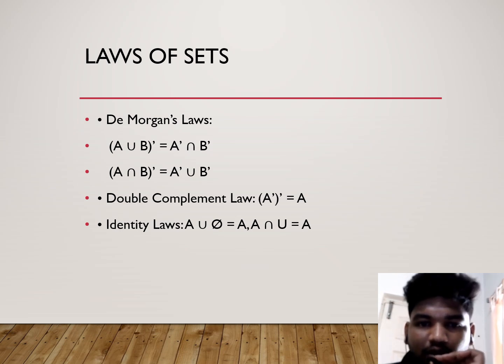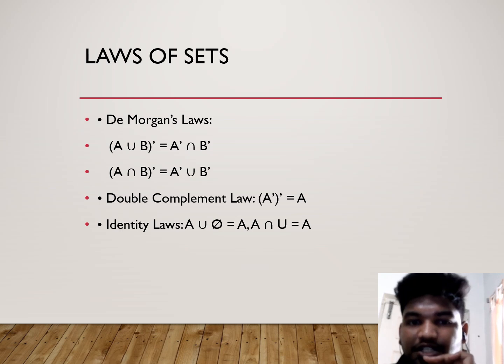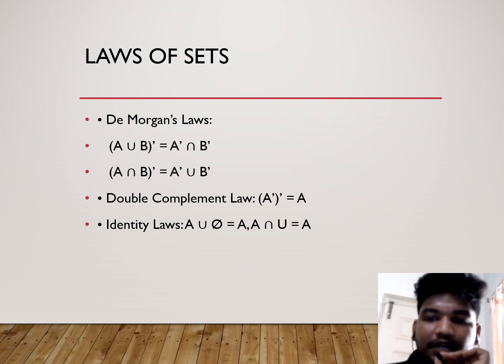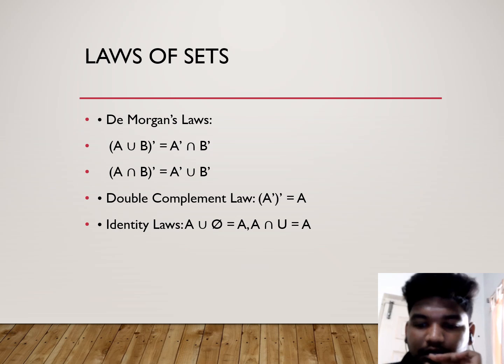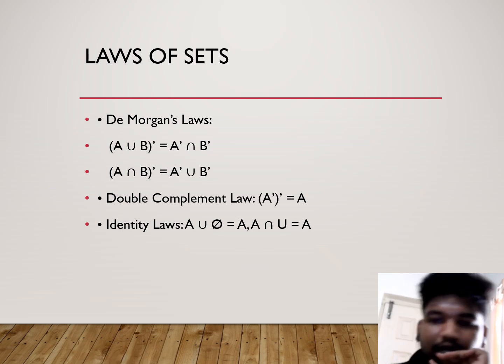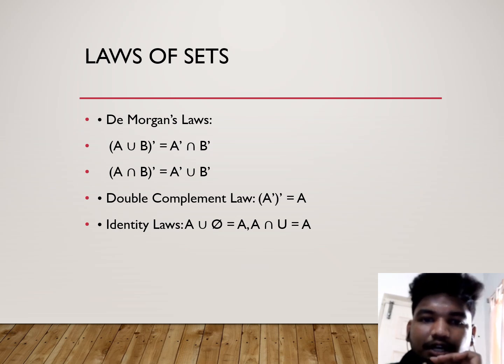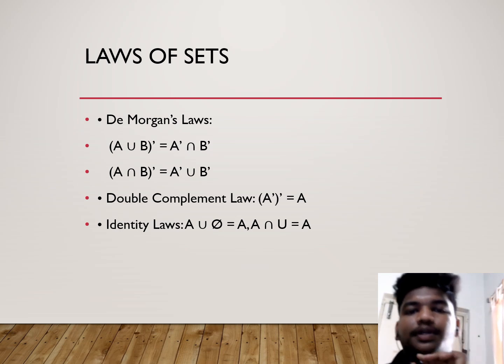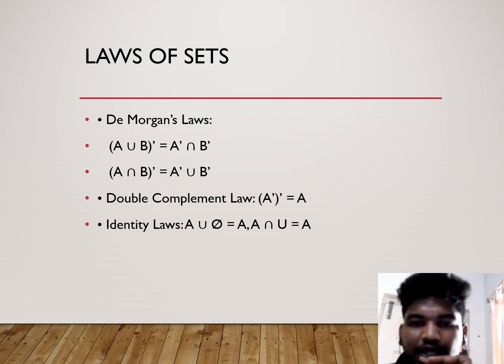A union B whole complement equal to, here complement is applied to each and every element. If we apply complement for the union, it gives the answer as intersection. Here we can see that the law is A union B whole complement is equal to A complement intersection B complement. And here we can see another example. A intersection B whole complement is equal to A complement union B complement. Here we can see that complement is applied to each and every element in that.